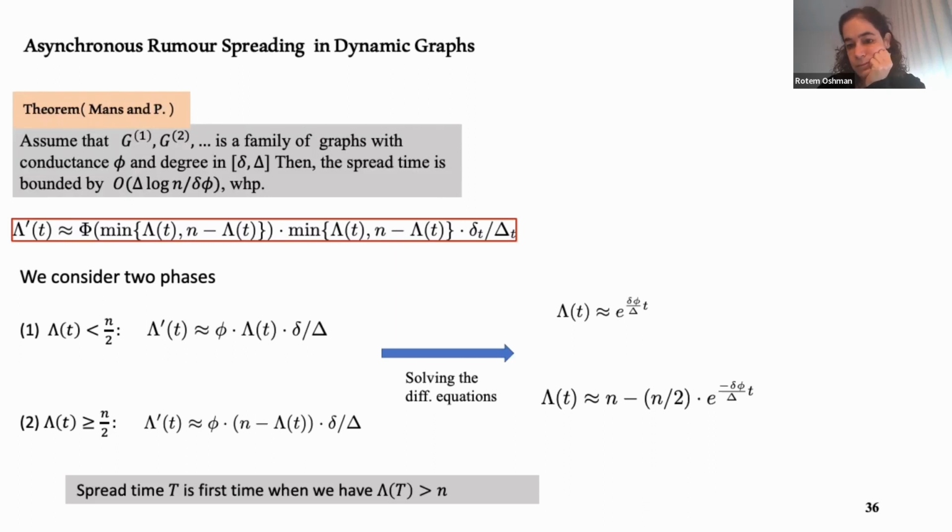By the Poisson process property, the expected number of informed nodes is very close to the actual number of informed nodes with high probability. Therefore, the spread time is the first time when the capital Lambda(t) is larger than n. Therefore, by solving an equation, we can get an upper bound for the spread time.